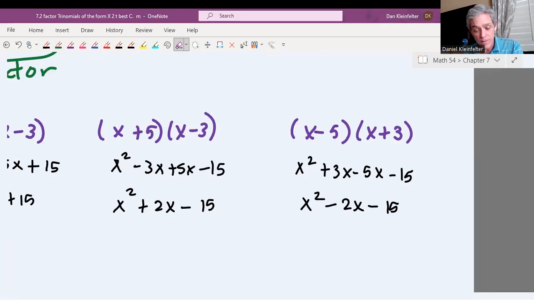In the first case, we had -3x plus 5x. 5 is more positive than -3 is negative, which is why their sum is positive. For the last one, we had -5 and +3. 3x and -5x will add up to -2x.